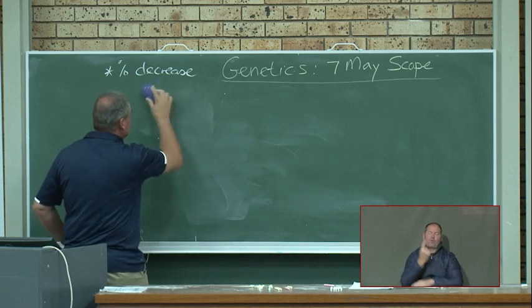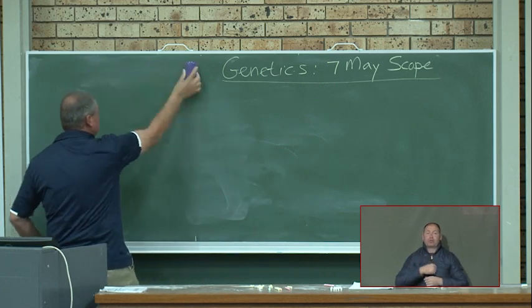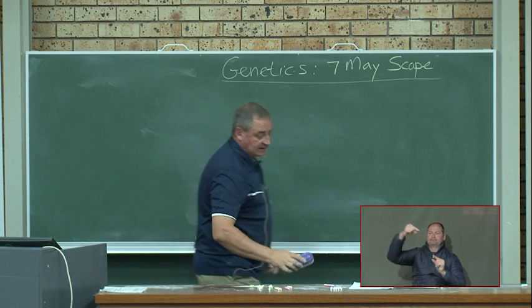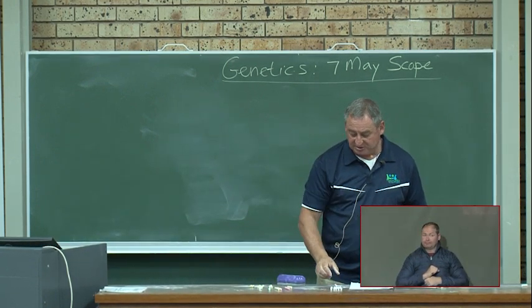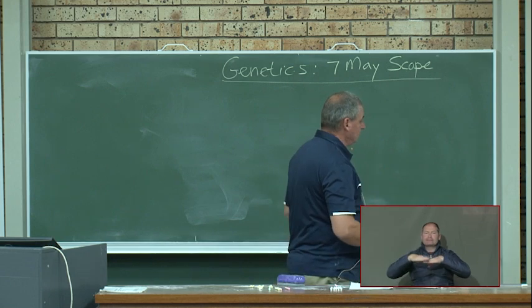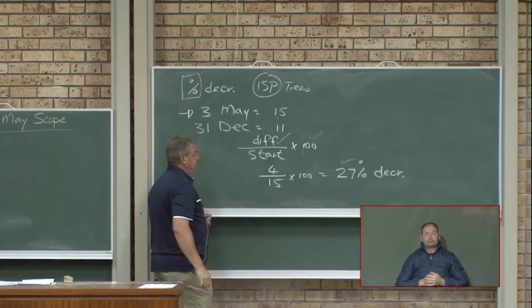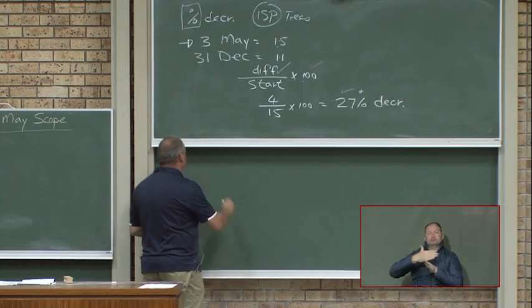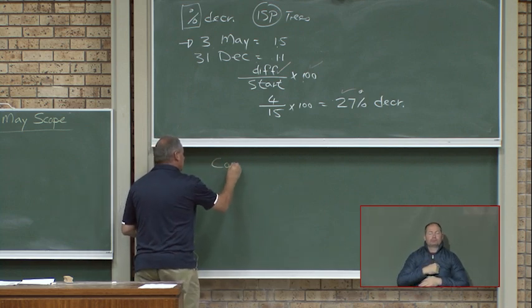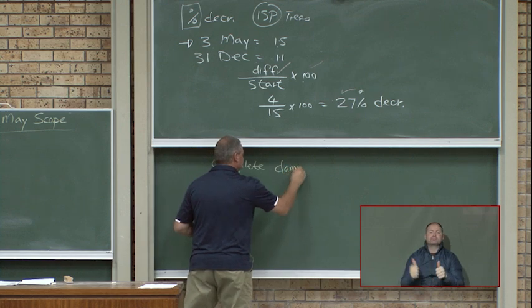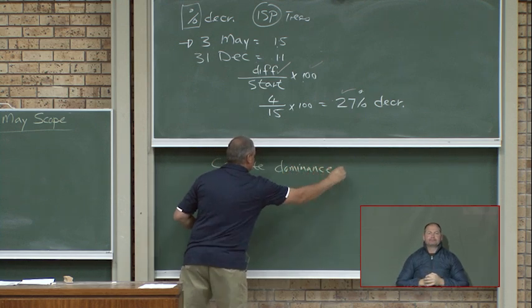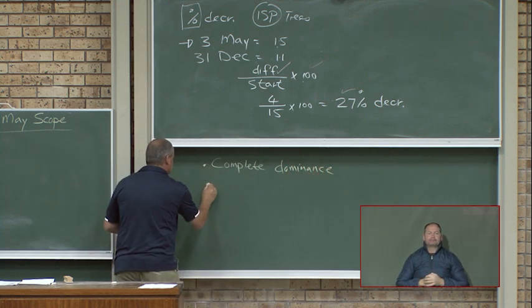There's terminology that you always need to know. You see the terminology here in the scope that you need to take note of. Those are basic terminologies. Now, when we deal with genetics, we especially need to be quick to identify when are we dealing with complete dominance, when are we dealing with incomplete dominance.